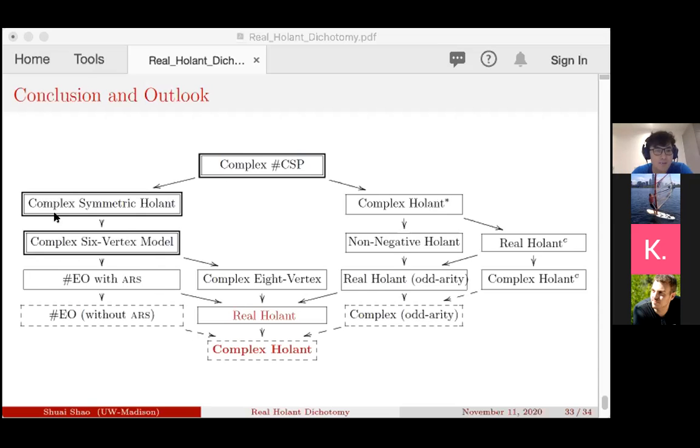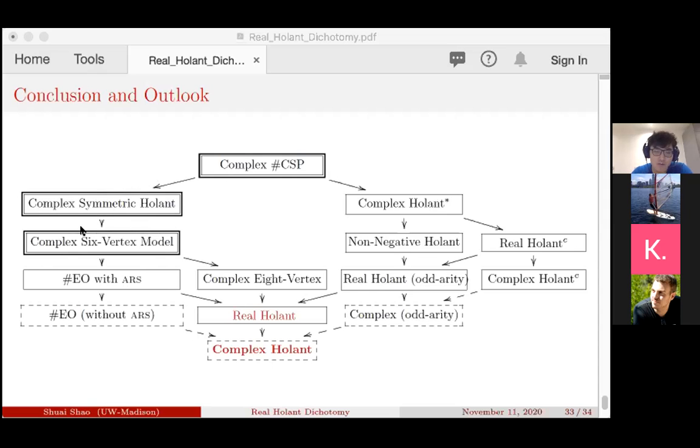And also these problems with a double box, we have a complete complexity classification even for the planar setting. For example, for the complex valued symmetric Holant problems, each problem is either tractable for all general graphs, or it's tractable for planar graphs but #P-hard for general graphs, or it's #P-hard even for planar graphs.